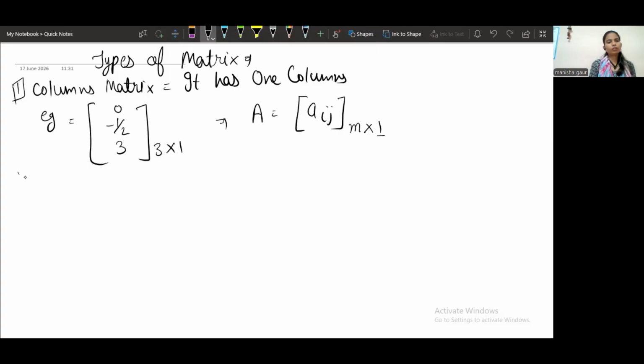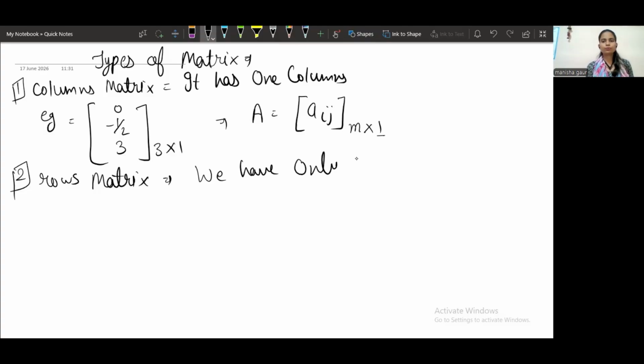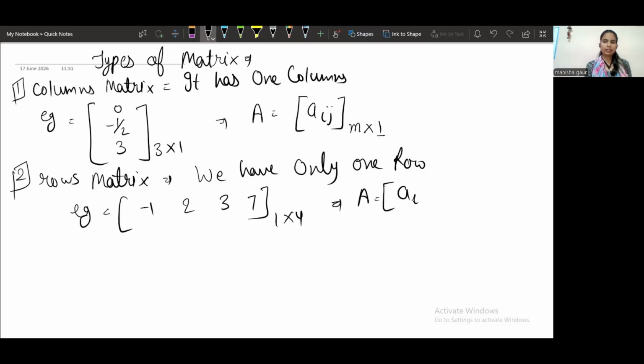Now let's talk about the row matrix, in which we have only one row. Example: minus 1, 2, 3, 7. Then the order would be 1 cross 4. How will you write it in general form? Aij. Here the value of M should always be 1, so it will be 1 cross N.